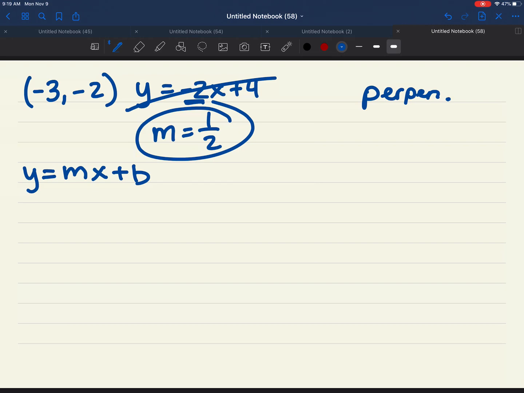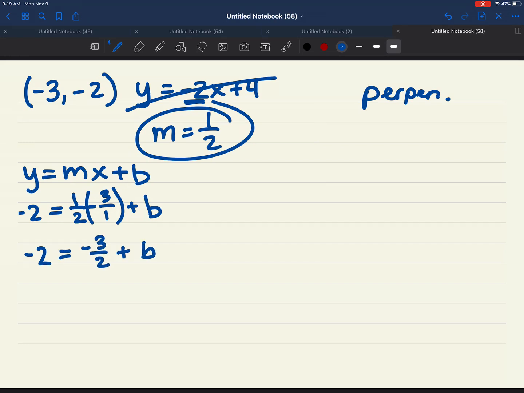Alyssa, can you tell me what I would plug in for my y value here? -2. Okay, what do I plug in for the slope? 1/2. And for x? -3. I'm going to put -3/1. Okay, Reno. All right, 1/2 times -3/1 would give you what? -3/2.